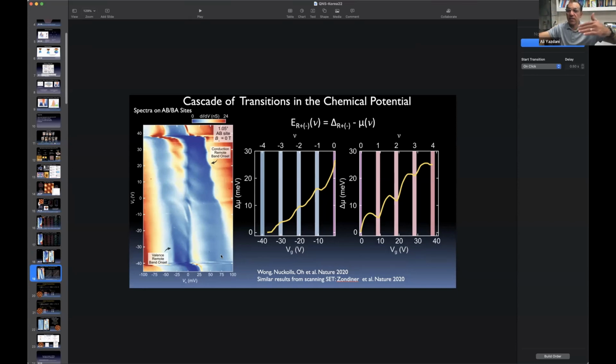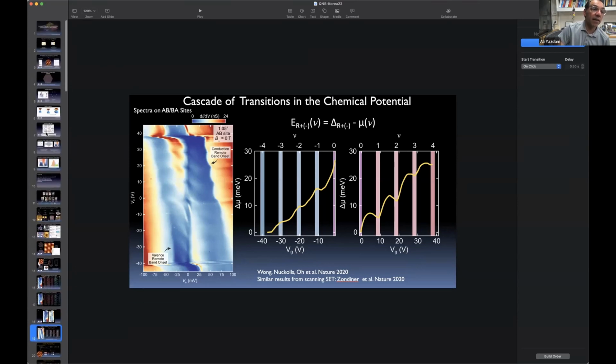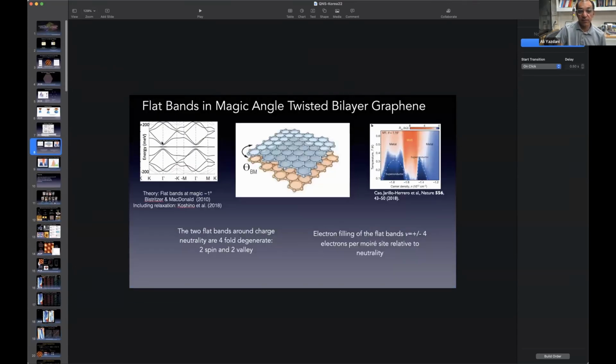It's just the relative intensity of what we call remote bands versus the flat bands. The intensity of these bands that are away from the chemical potential, shown here, what we call the remote bands, is much larger on the AB site than it is on the AA site. And that's expected theoretically.